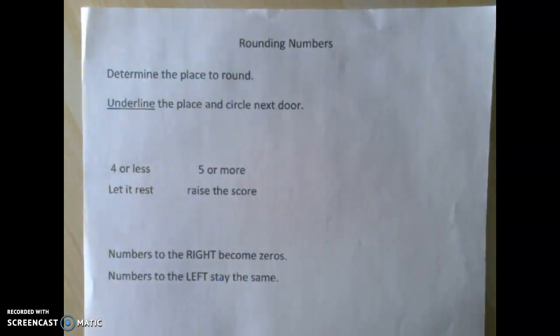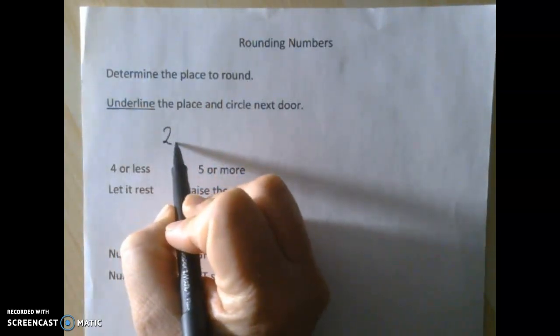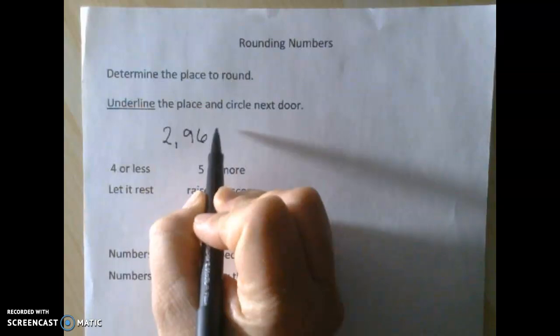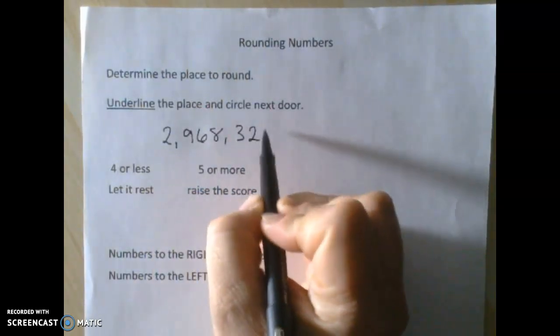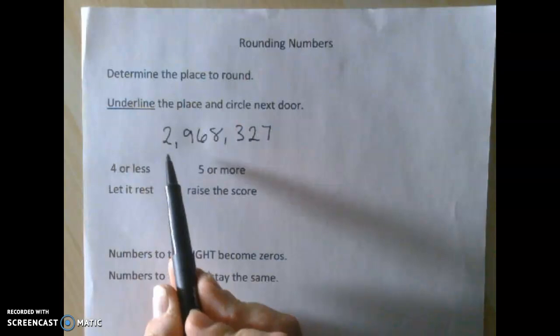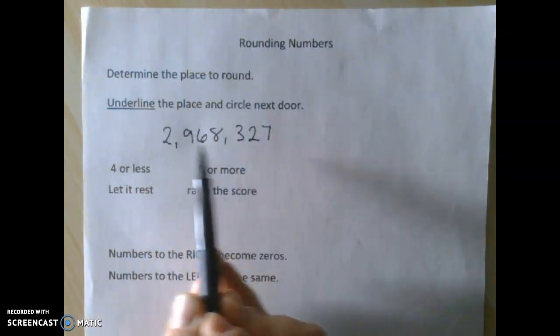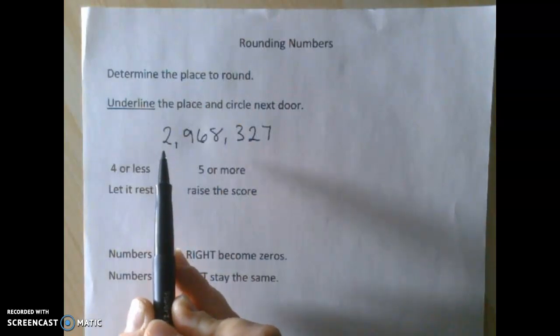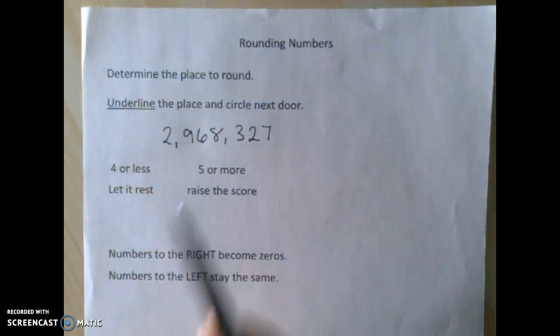So the first number we're going to work with is 2,968,327. So this is a multi-digit number and it goes all the way into the millionths place. On the place value chart, this digit here, the 2, is in the largest place, in the millionths place.